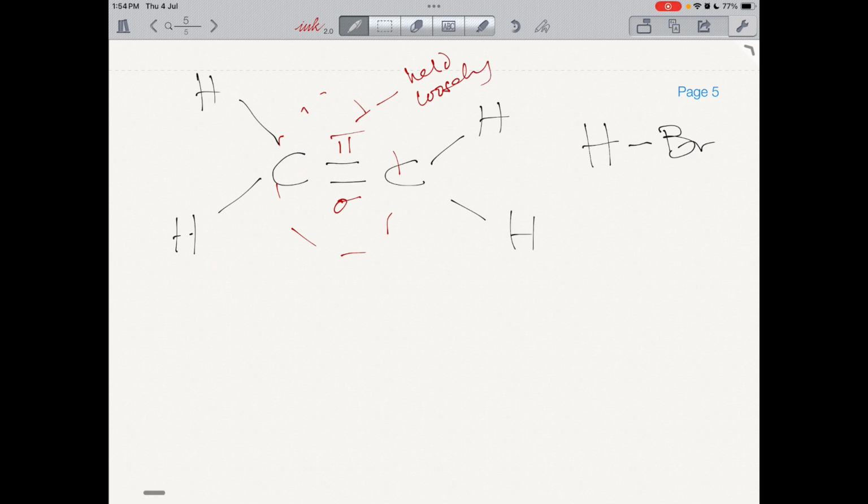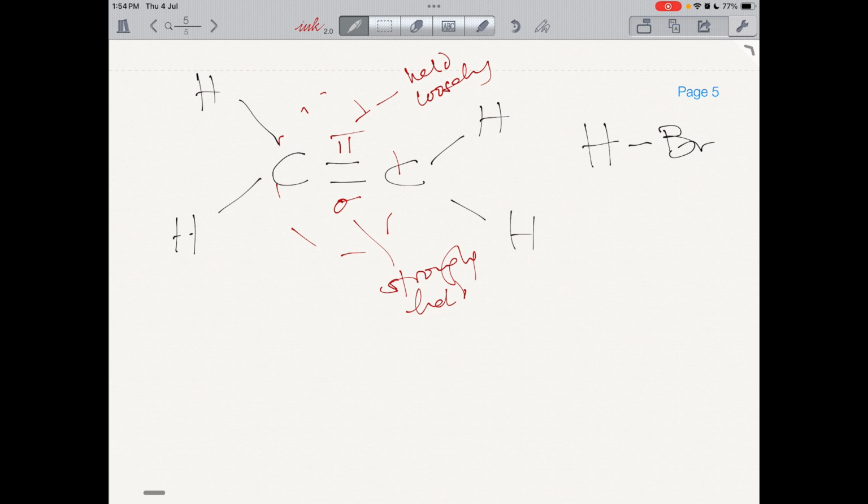Not as much as this one, which is strongly held in between the two carbon atoms. So because of that, the pi bond is always available to participate in reactions. So what happens here? The electron-rich region goes to attack here.